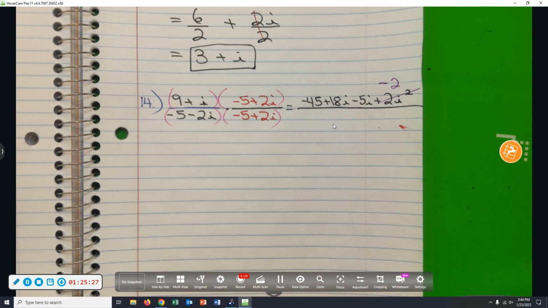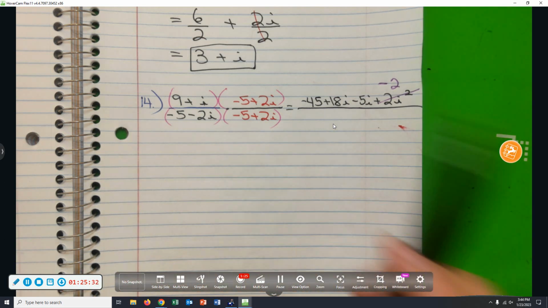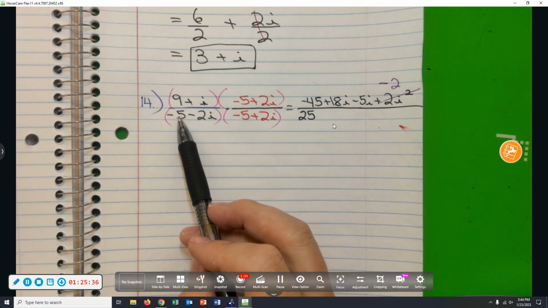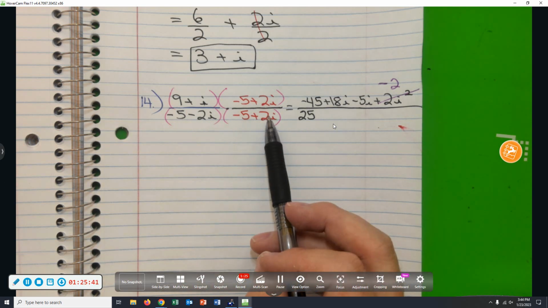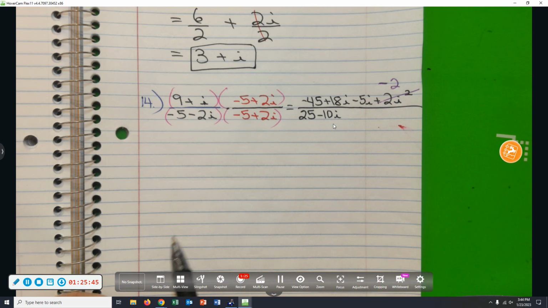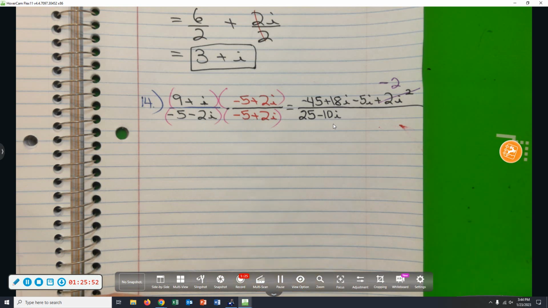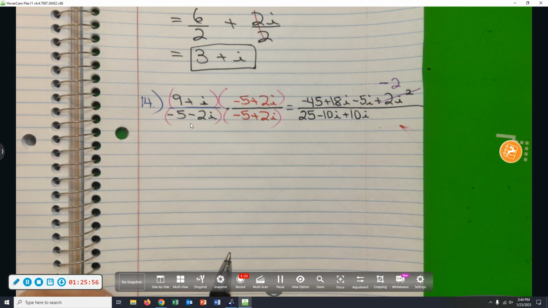Now let's FOIL out the denominator. First, negative 5 times negative 5 is 25. Outer, negative 5 times a positive 2, negative 10i. Inner, negative 2 times a negative 5, that's a positive 10, and then you stick on the i, so a 10i. Last.